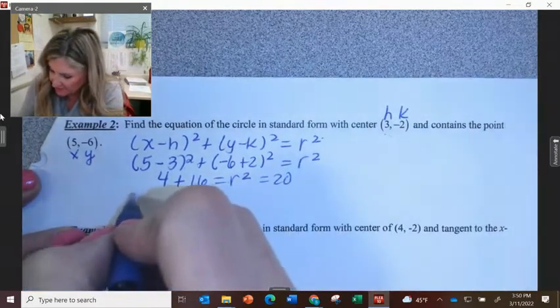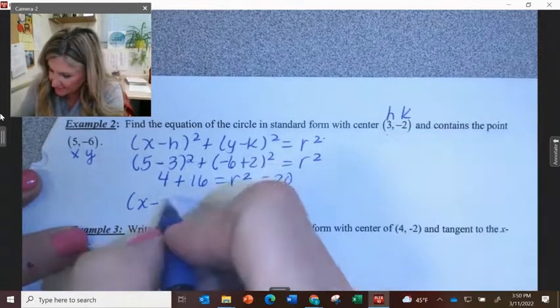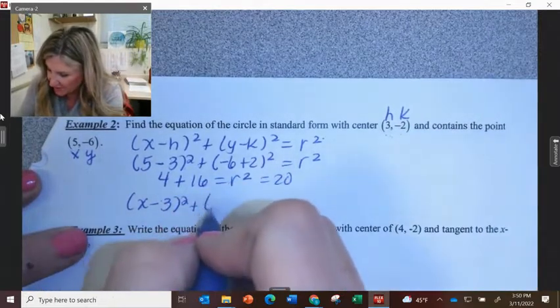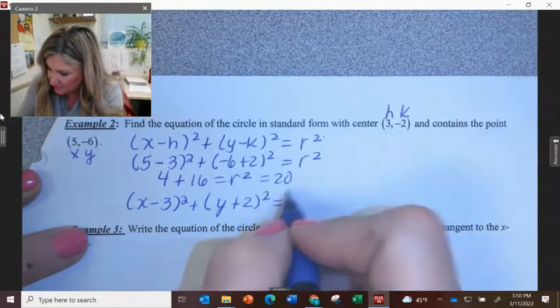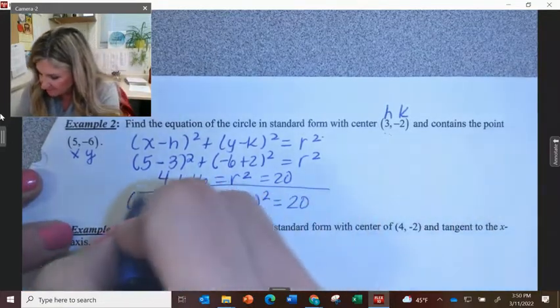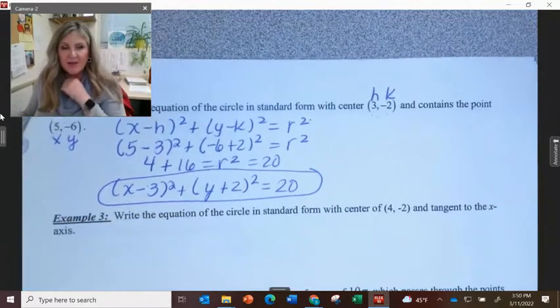So then the equation of my circle is x minus h, quantity squared, plus y minus -2, quantity squared, equals r squared. Okay, not bad at all, right?